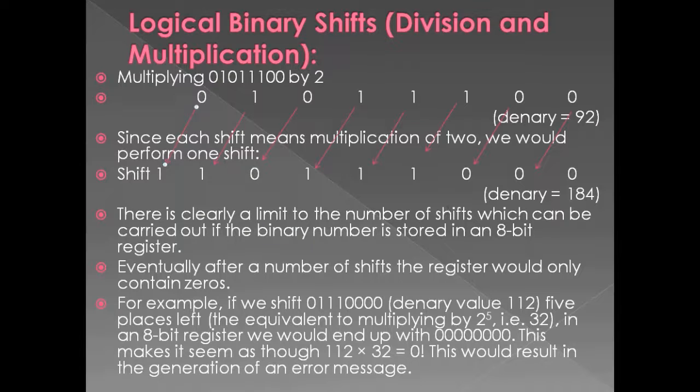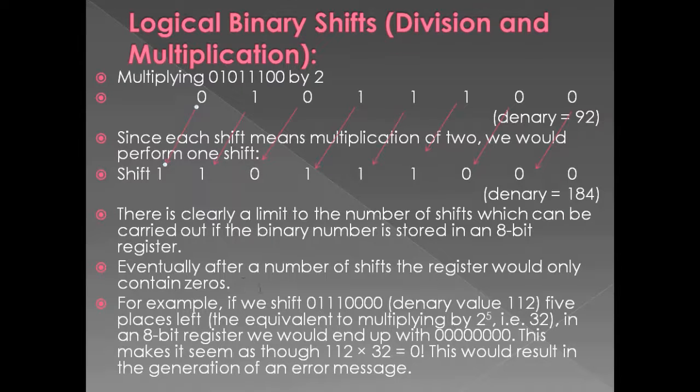This is clearly a limit to the number of shifts which can be carried out if the binary number is stored in an 8-bit register. Eventually after a number of shifts the register would only contain zeros. For example, if we shift 0 1 1 1 0 0 0 0, denary value 112, 5 places left, the equivalent to multiplying by 2 raised to power 5, which means 32, in an 8-bit register we would end up with 0 0 0. Why? Because each number is going to take 5 jumps.